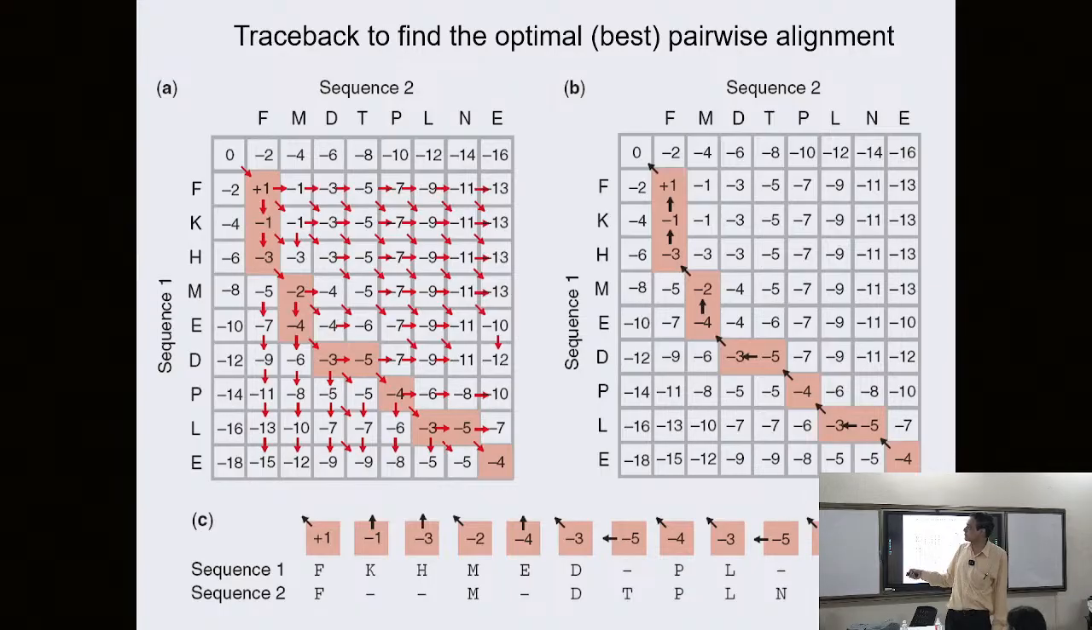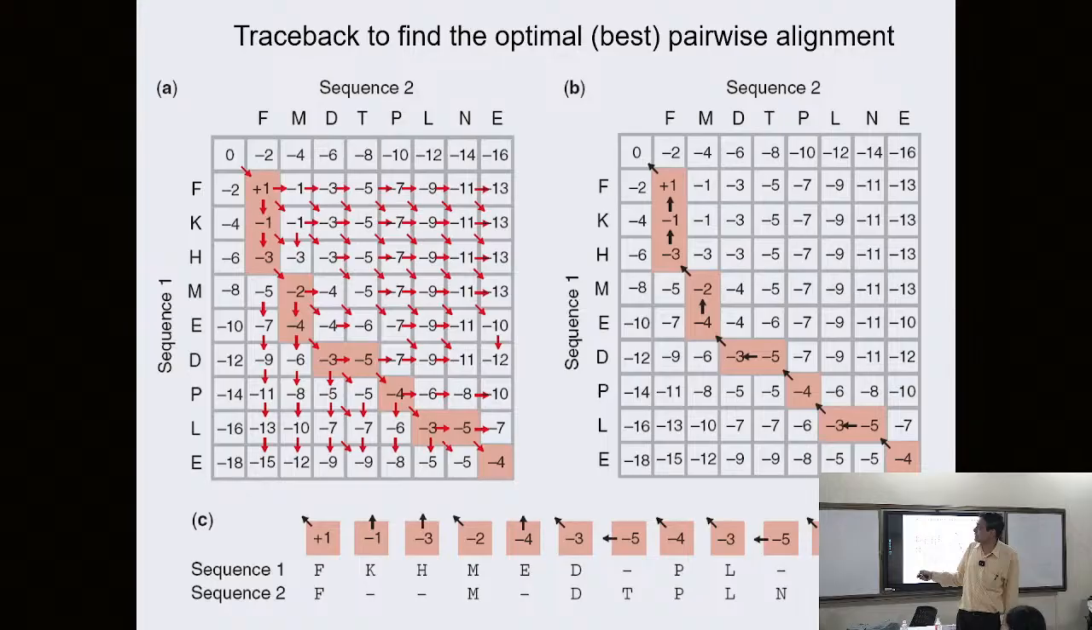How did you get -4? Vertical, which means that you moved from residue M to E in sequence 1, but you remained at residue D in sequence 2. So which residue should be aligned to a gap? The residue that you move to, E in sequence 1, should be aligned to a gap. Okay, and then this is diagonal. So M is aligned to M, right? And then you are here.